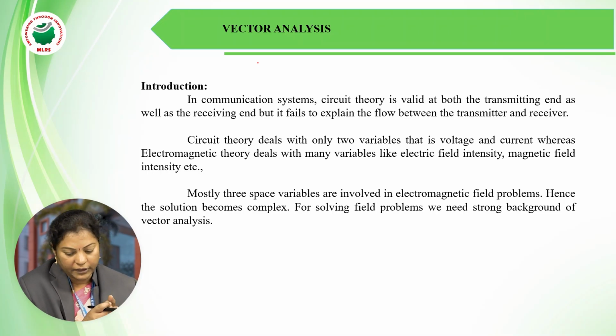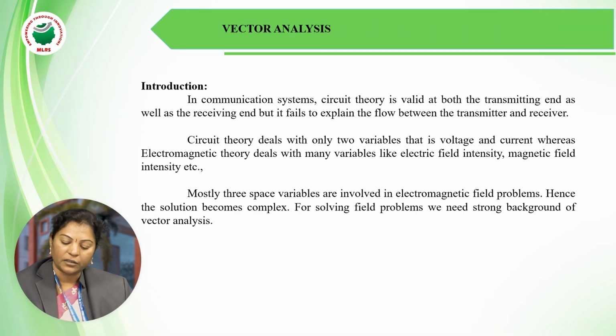In communication systems, circuit theory is valid at both the transmitting and receiving end, but it fails to explain the flow between the transmitter and receiver. That is the reason we go for electromagnetic theory. Circuit theory deals with only two variables, voltage and current, whereas electromagnetic theory deals with many variables like electric field intensity, magnetic field intensity, and so on.